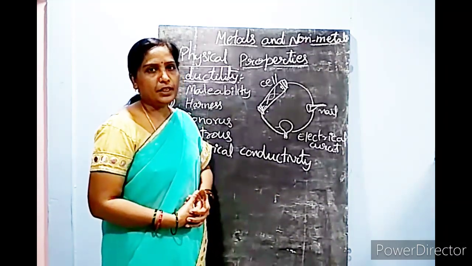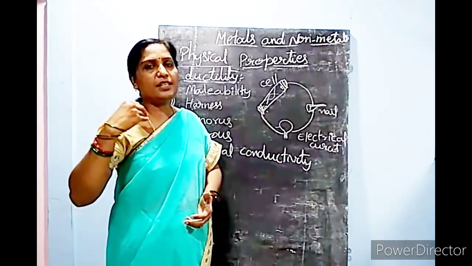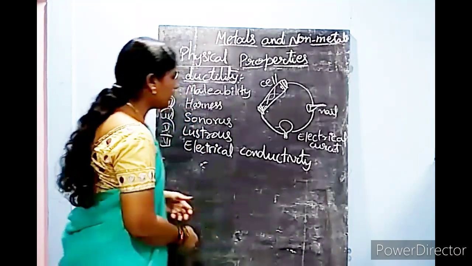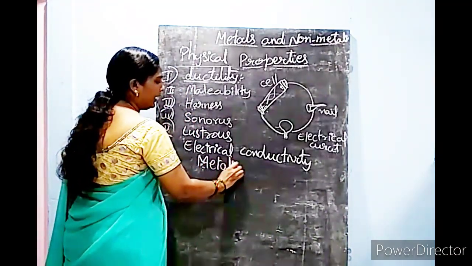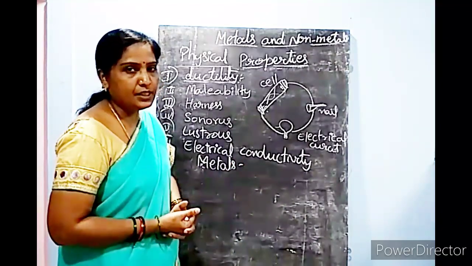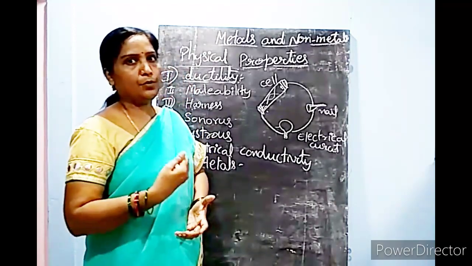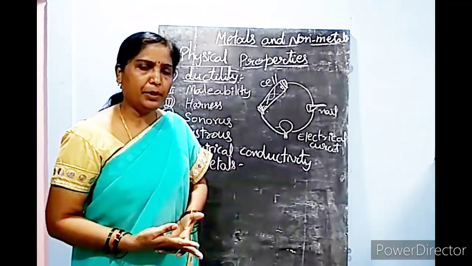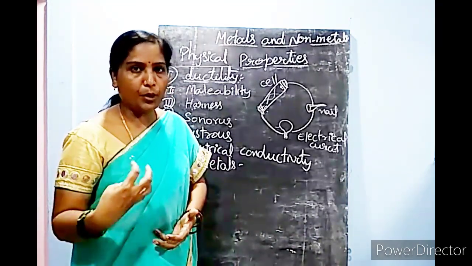So most of the metals are conductors, which pass the electricity through them. They are known as conductors. So most of the metals are electrical conductors. Some exceptions will always be there, as we discussed. Even though they are metals, they won't show the conductivity. Even though they are non-metals, sometimes they will show the conductivity property.